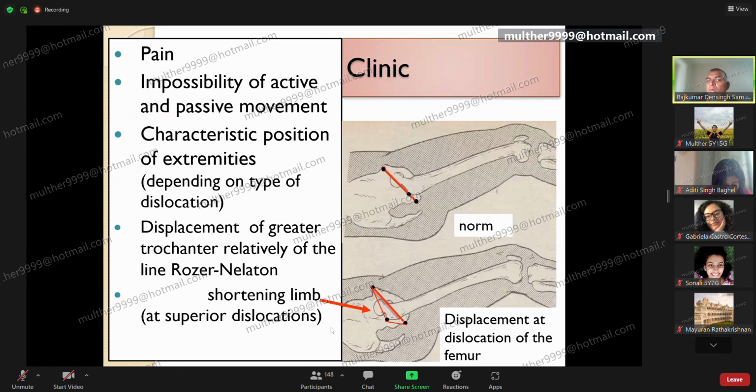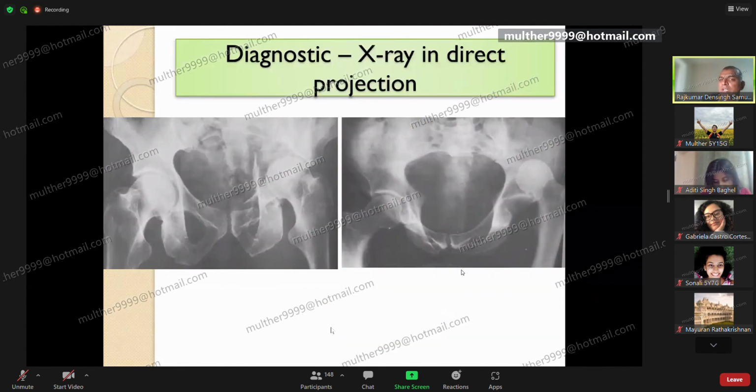One more interesting sign is the Rosen-Nélaton line. You draw a line from the anterior iliac spine to the ischial tuberosity. The greater trochanter will be on this line. In case of dislocation, the greater trochanter is not on this line. This is one more authentic sign, called the Rosen-Nélaton line.